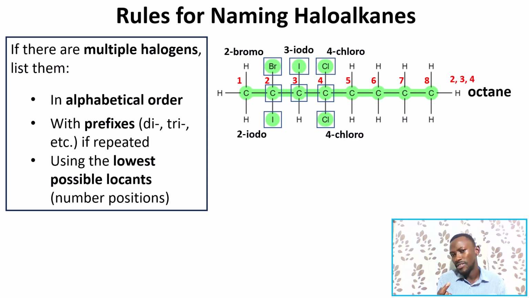Now with the prefix, we have to use di if there are 2 of the same halogen, and we have to use tri if there are 3 of the same halogen. But for this one, I don't have any halogen repeating 3 times. We only have them repeating 2. So for the bromo, we have only 1 bromo out there. What about the chloro? We have 2. So we have dichloro. And for the iodo, we also have 2. So we have diiodo. So let's combine all of these to a single name.